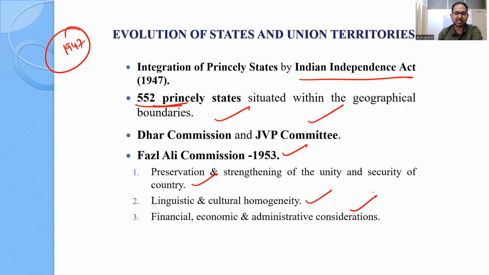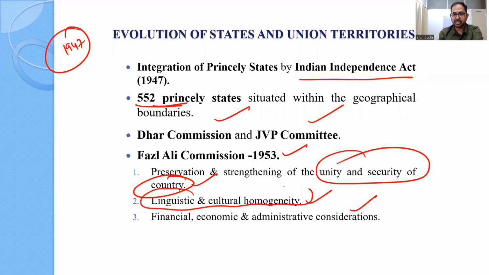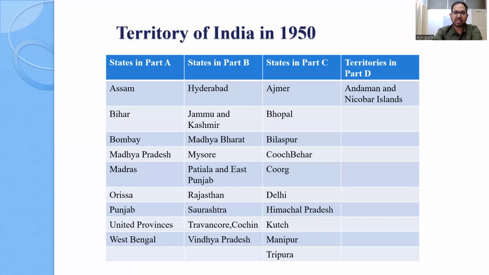So, according to Fazl Ali Commission, first thing was to preserve unity and security of India. Second was to bring linguistic and cultural homogeneity within one state. Third is ease of financial, economic, and administrative consideration. So there should be financially viable, economically viable, and administrative ease while deciding the boundaries of the state.